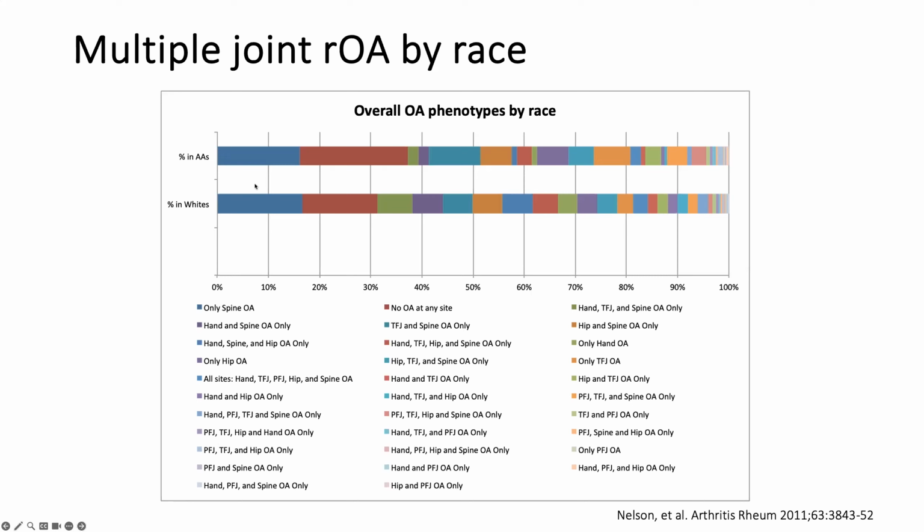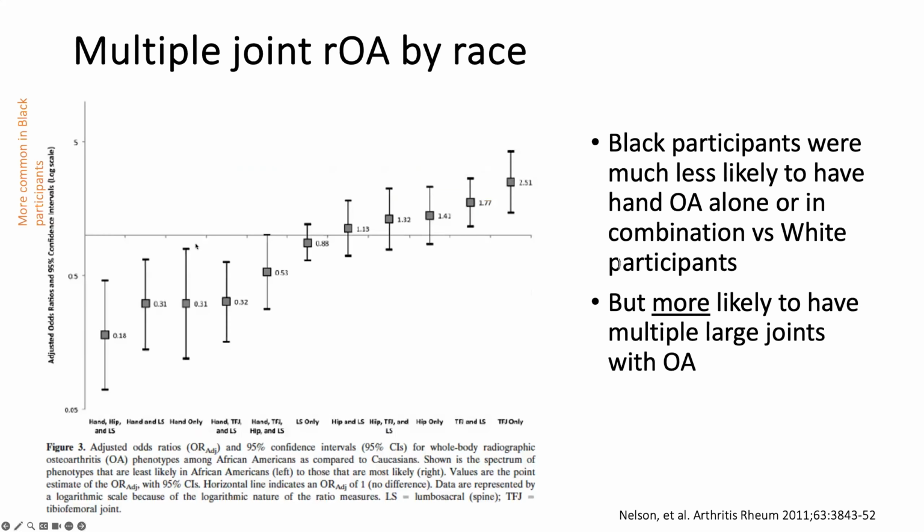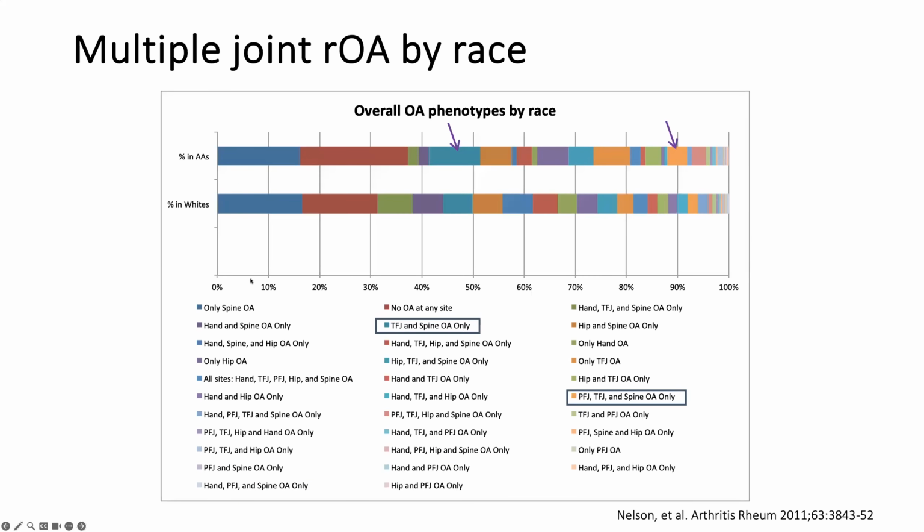And you can see on the top, the proportion among our Black participants compared to the proportion among our white participants on the bottom. There's a similar graphic by sex. And we can see, just as an example, this teal colored bar is much bigger among the Black participants than the white participants, and that turns out to be knee plus spine OA, so 2 large joint sites involved with osteoarthritis. And over here is patellofemoral and tibiofemoral and spine, which again is a much larger proportion among the African American participants.